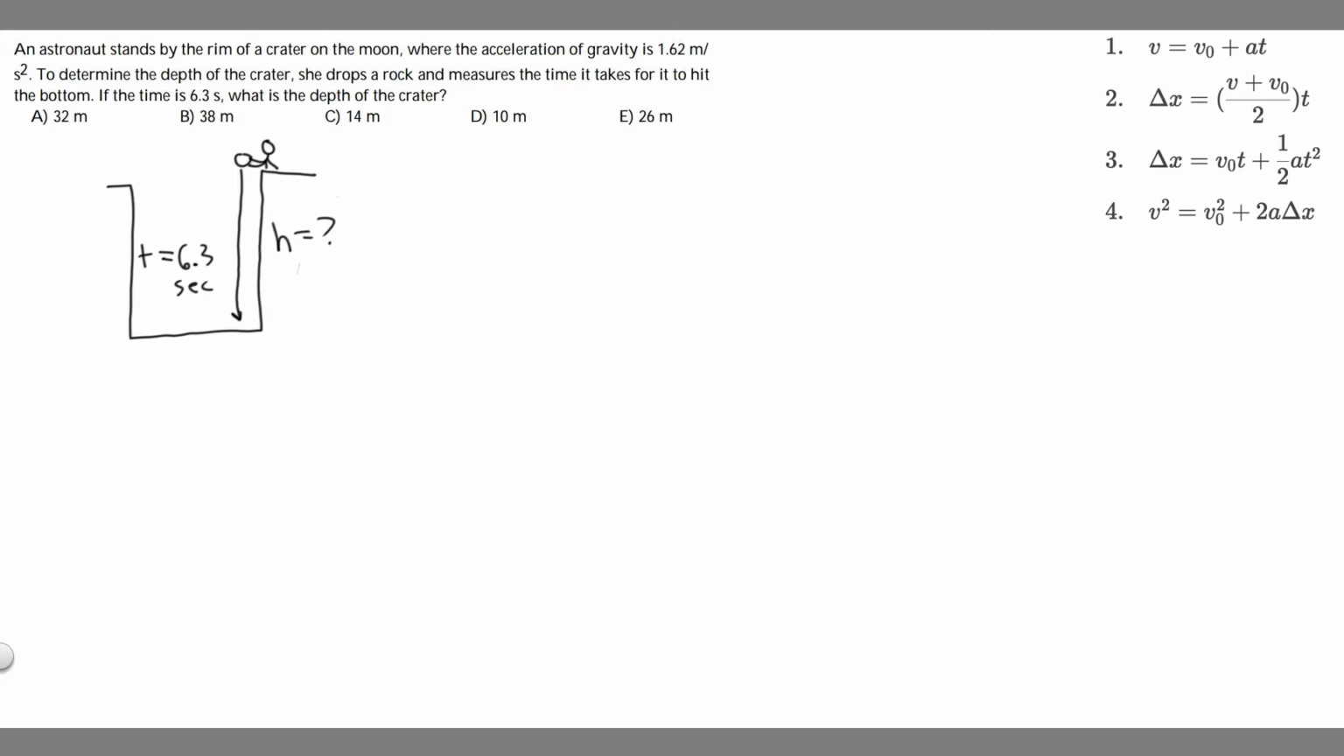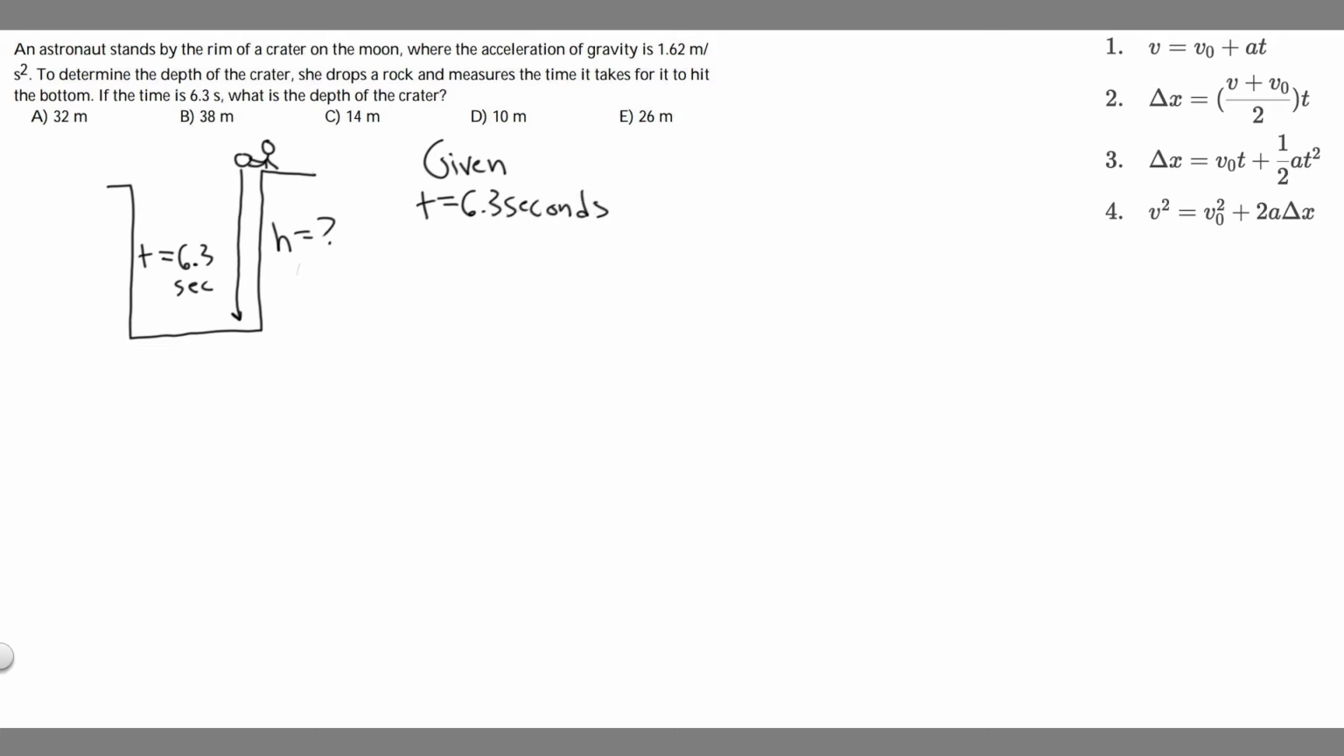So the first thing you always do for solving kinematic problems is you always want to write down the variables you're given. So we're given the time, right? So you want to write down the kinematic variables for this interval. So we know the time is 6.3 seconds. So that's how long it's going to take.